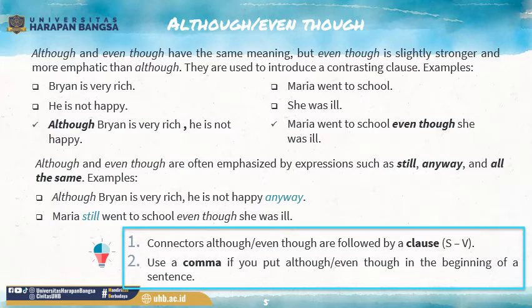Next, number 2. Use a comma if you put although or even though in the beginning of a sentence. Ketika kita taruh although atau even though di awal kalimat, maka kita harus menggunakan koma. Kita lihat contoh yang pertama. Although Brian is very rich, he is not happy. Kenapa di sini ada koma, Miss? Karena although ada di bagian depan kalimat, ya.